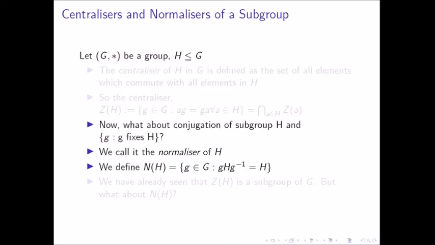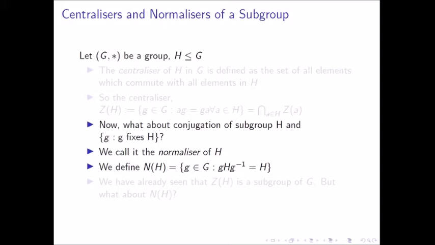So now what about the conjugation of subgroups and the set of elements which fix H? That is, gHg⁻¹ is equal to H. If H is normal, it turns out that this set is the whole group. But what if H is not normal? We call this the normalizer of H and denote it as N(H). N(H) is equal to g belonging to G such that gHg⁻¹ is equal to H, or g fixes H in the conjugation map.